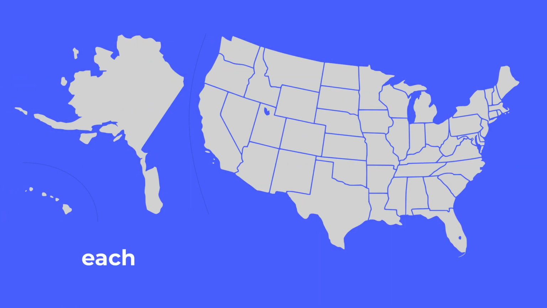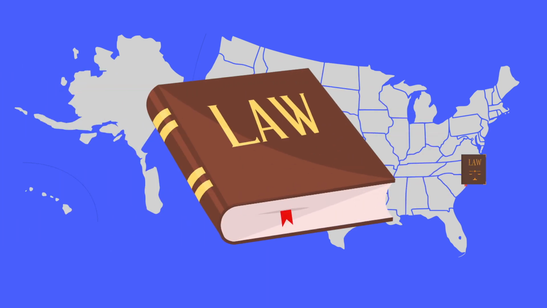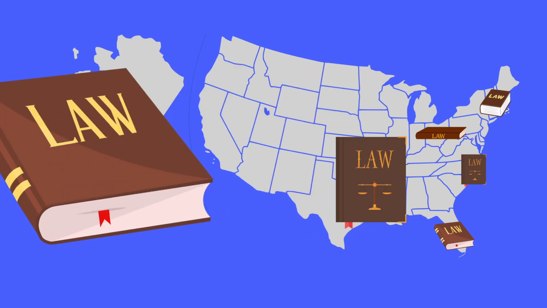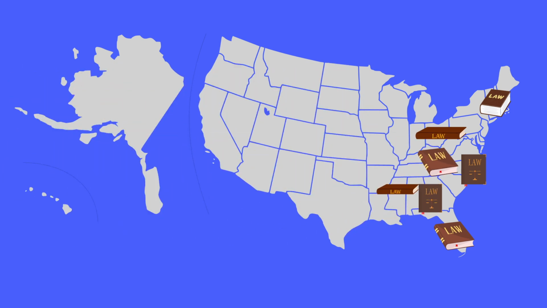To do that, each new state wrote its own constitution and passed its own laws. But without national standards, things got messy. Some states borrowed heavily from British law, while others rewrote their codes from scratch.